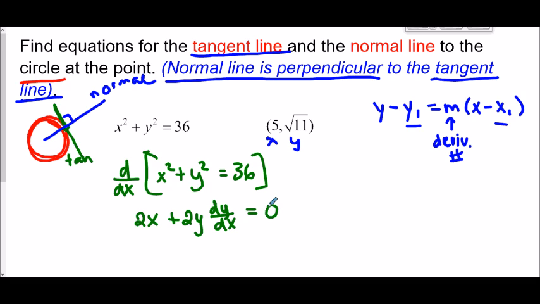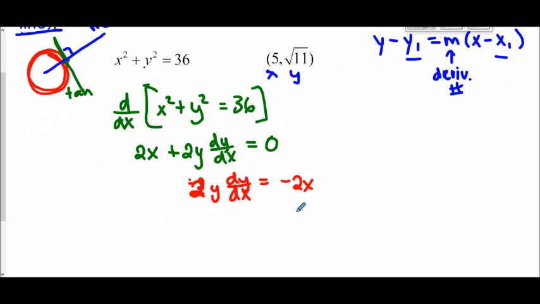And then we need to solve for dy dx. So I'm going to subtract 2x from both sides. Whoops. This should just be a 2y. 2y dy dx equals negative 2x. Divide both sides by negative 2y. That's just a 2y.